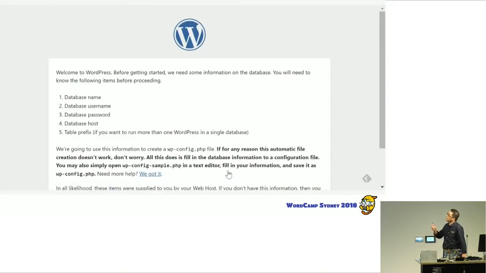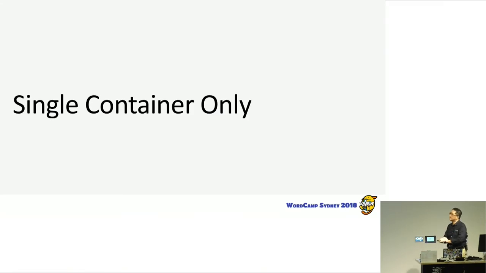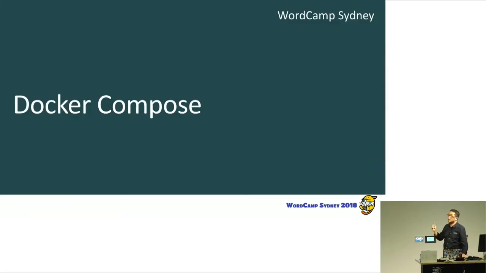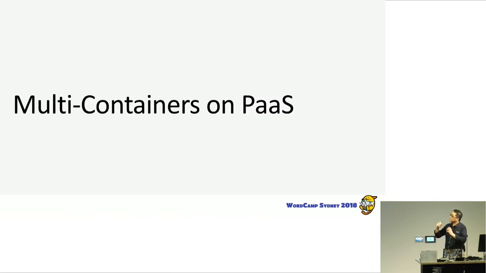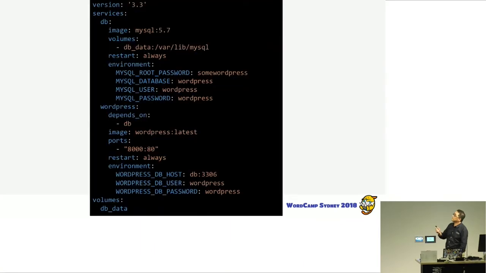The problem is that this is the single container scenario. If we have multiple containers for our development purpose, this scenario doesn't fit. In this case, we can use Docker Compose as the multi-container approach. So this is another hybrid scenario. We can use multiple containers using Docker, right? So for example, what can we do as a multiple container approach?